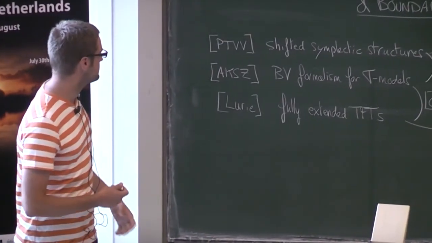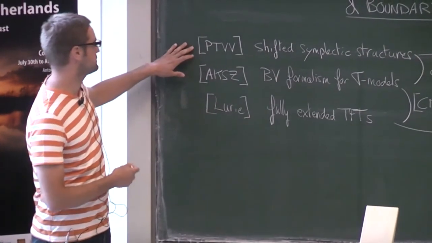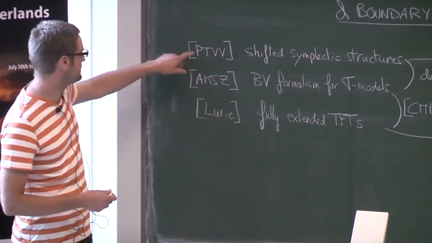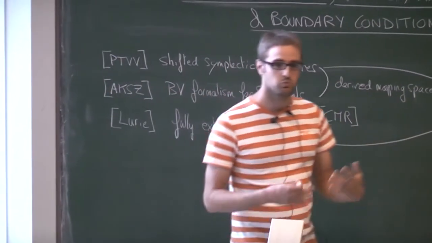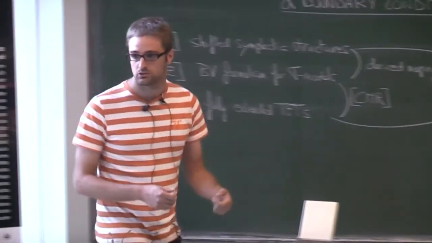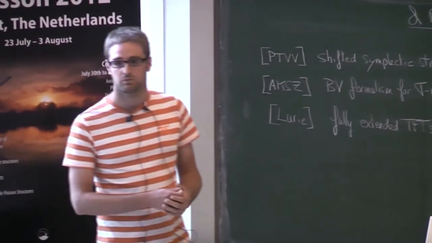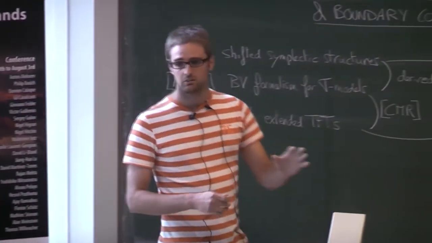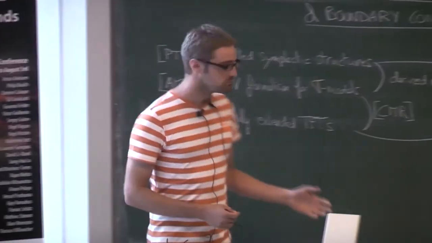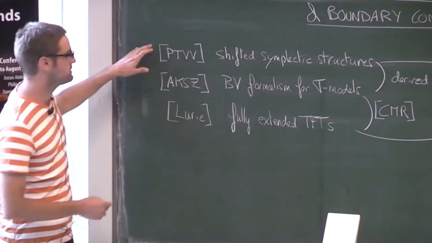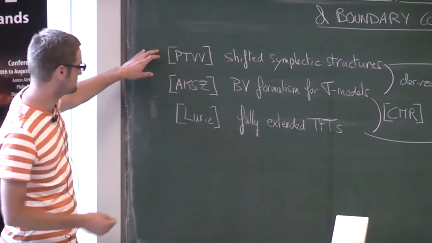And quite recently, a second set of four guys, Pantev, Toën, Vaquié, and Vezzosi, developed a formalism well suited for algebraic geometry to deal with those shifted symplectic structures on mapping spaces, avoiding any infinite dimension complication. So I will try to introduce this formalism and use it.